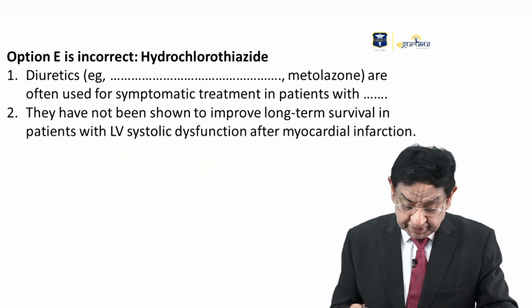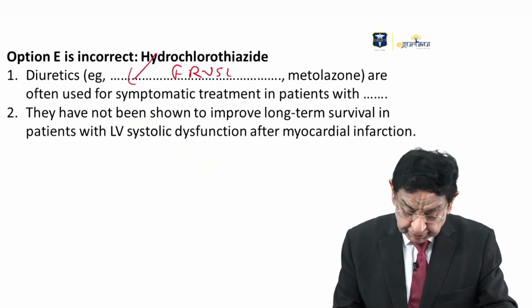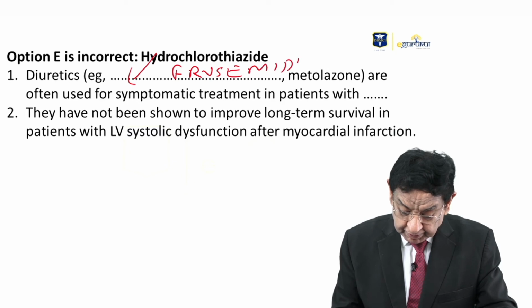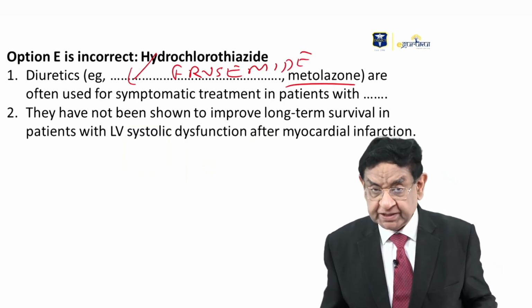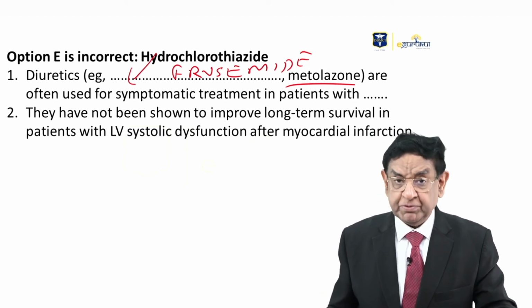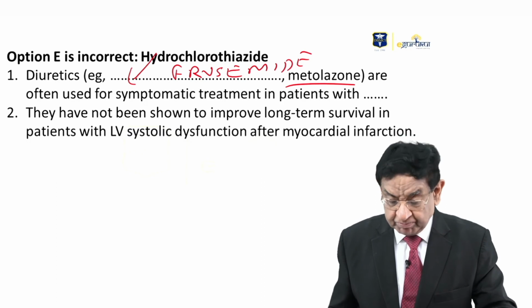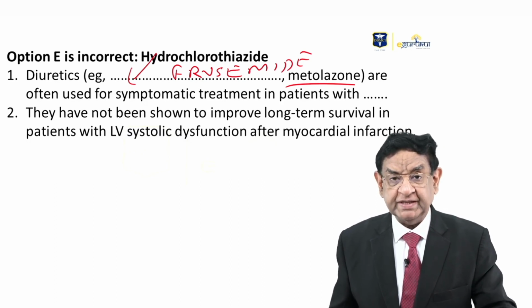Hydrochlorothiazide, which is a type of diuretic, like furosemide also, and metolazone, they're all diuretics. They don't have a direct mortality benefit. Of course, symptomatic relief is there, but mortality benefit is not there. Mortality benefit is there with MRA.